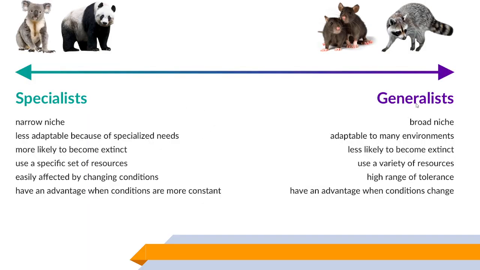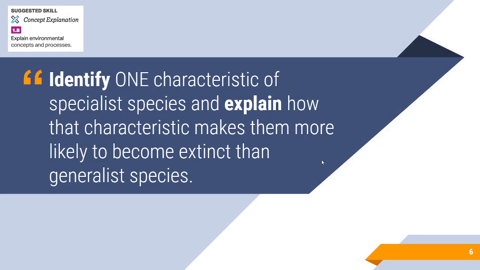You can see on this slide how we would compare and contrast generalist versus specialist, talking about the niche being narrow versus broad, the adaptability we mentioned, as well as the likelihood of going extinct, a specific set of resources versus a variety of resources, namely for foods, high ranges of tolerance, high versus low. And then the last one here goes back to, we talked about disturbances. Generalists will do well with conditions that might change or fluctuate, whereas a specialist requires constant conditions within their environment.